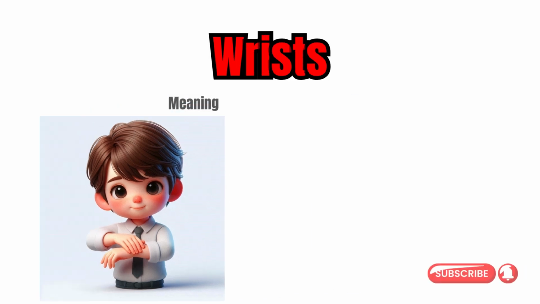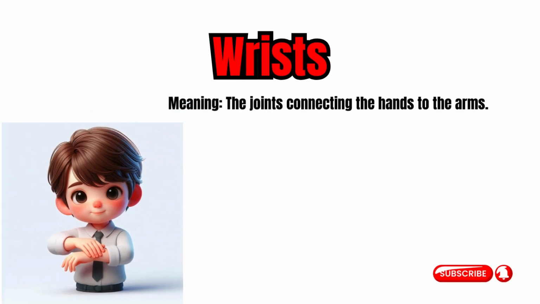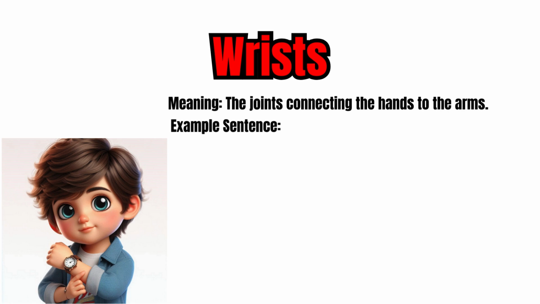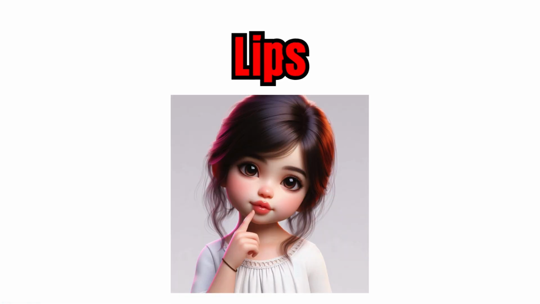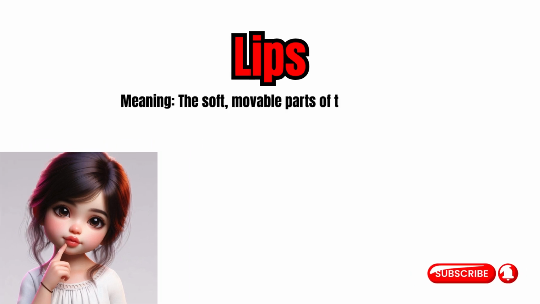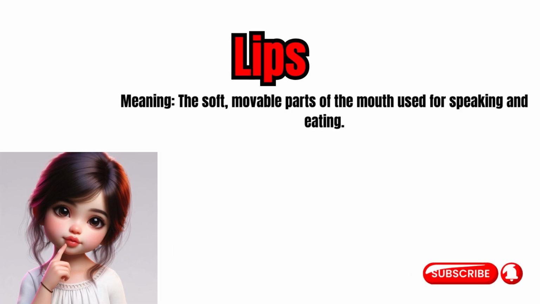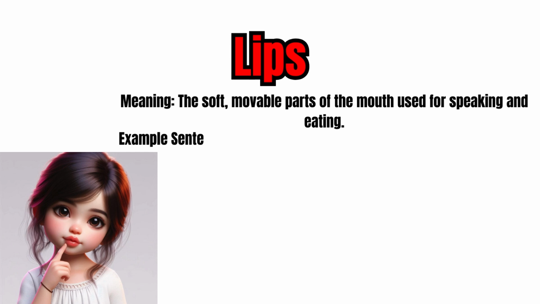Wrists, meaning the joints connecting the hands to the arms. Example sentence: he wore a watch on his wrist. Lips, meaning the soft movable parts of the mouth used for speaking and eating. Example sentence: her lips were red from the cold.